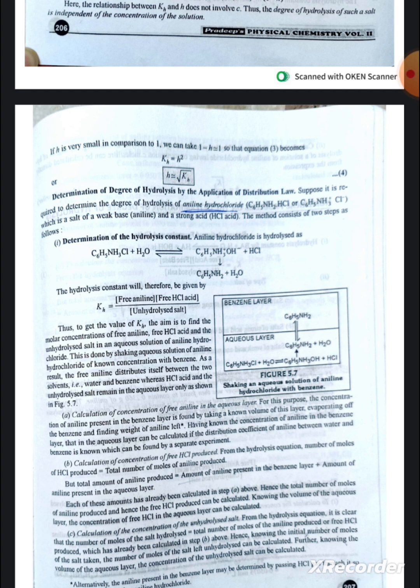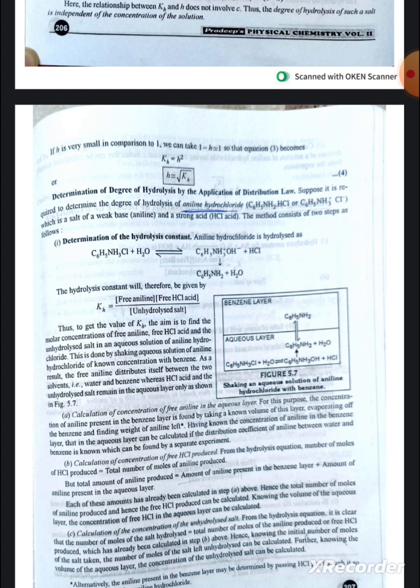Second, calculation of concentration of free HCl produced. From the hydrolysis equation, the number of moles of HCl produced is equal to the total number of moles of aniline produced. But the total amount of aniline produced is equal to the amount of aniline present in the benzene layer plus the amount of aniline present in the aqueous layer. Each of these amounts has already been calculated in step A above. Hence, the total number of moles of aniline produced, and hence the free HCl produced, can be calculated. Knowing the volume of the aqueous layer, the concentration of free HCl in the aqueous layer can be calculated.